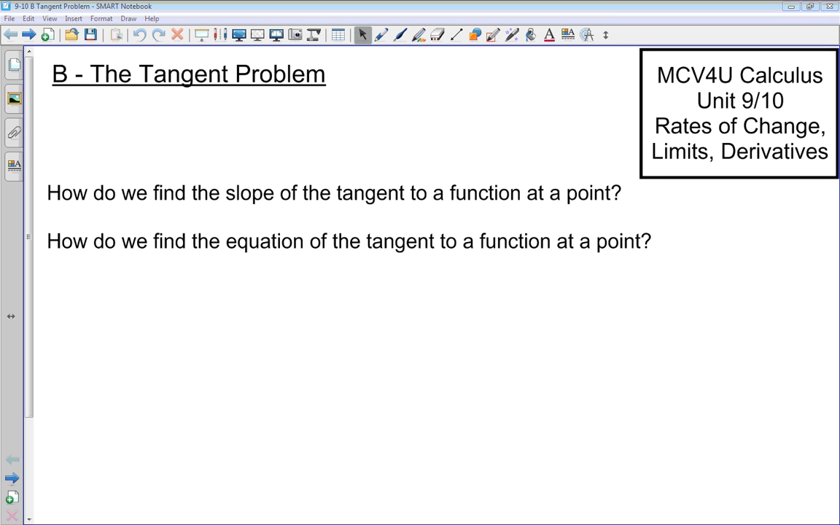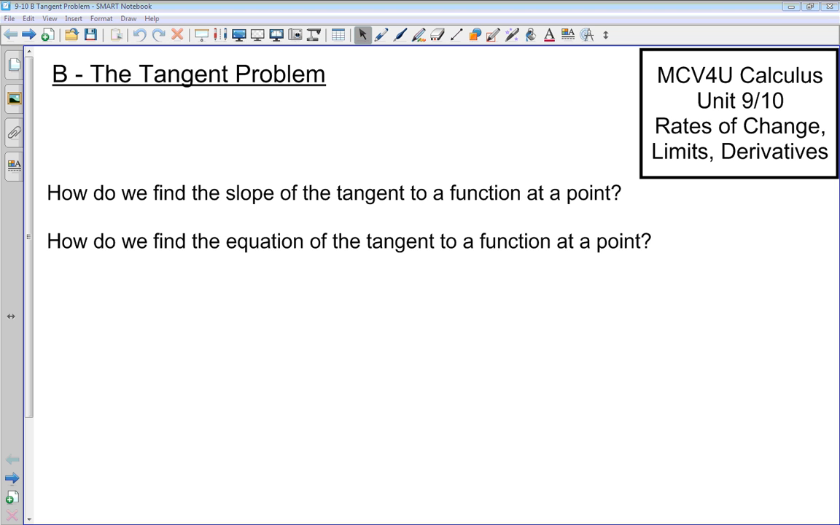So in this lesson, we're going to take a look at the tangent problem. And our goals here are that by the end of this lesson, we should be able to find the slope of the tangent to a function at a particular point. And we should also take that one step further and be able to find the equation of the tangent to a function at a point.